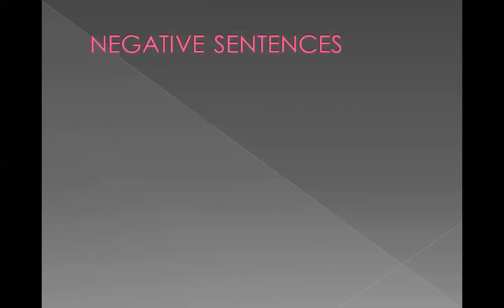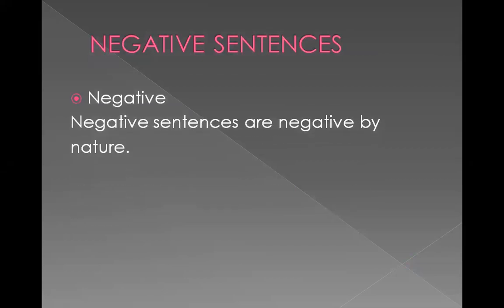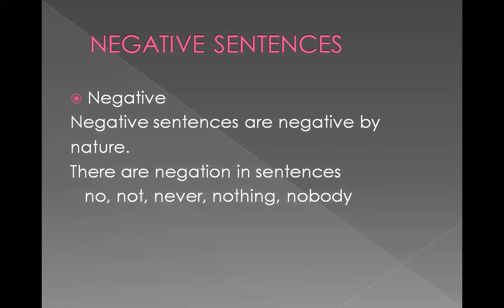Now, what is a negative sentence? A negative sentence is the opposite of positive, meaning the opposite of affirmative. It is negative by nature. And there is negation in the sentence, like no, not, never, nothing, nobody.